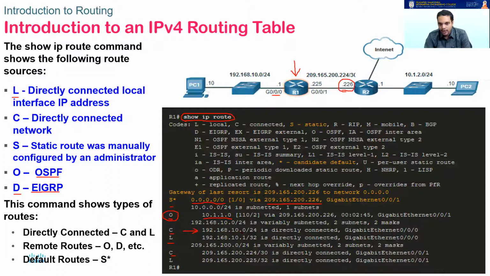If you see 10.0, guys, please remember one thing: .0 is always a network address. No host will be given a .0. .0 always stands for a network address. So 192.168.10.0, it is directly connected. See, this is directly connected.